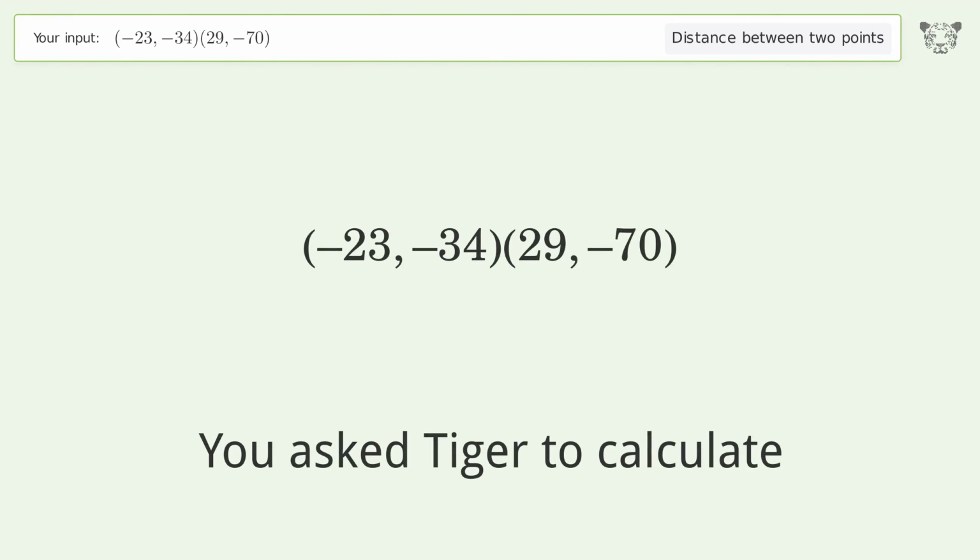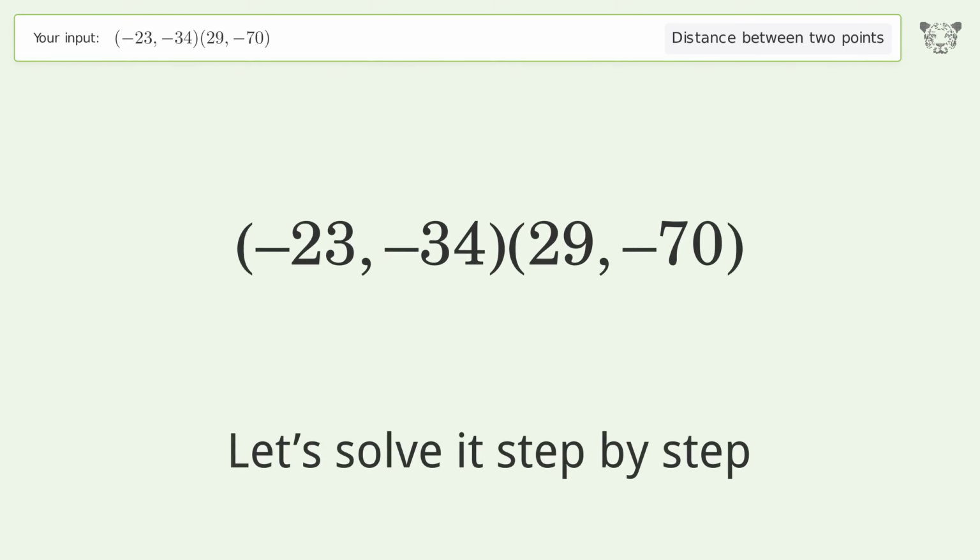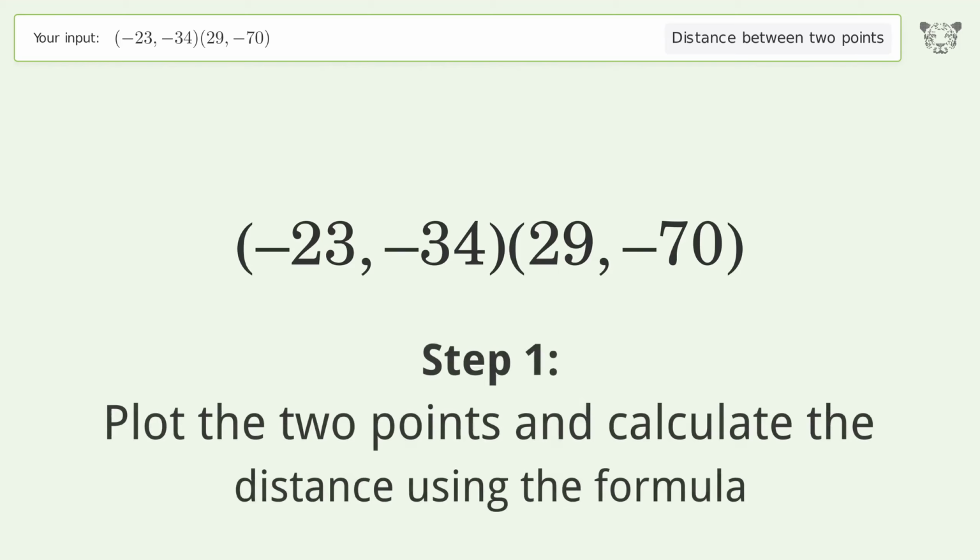You ask Tiger to calculate. This deals with the distance between 2 points. The distance between the 2 points is the square root of 4,000, or 63.246. Let's solve it step by step. Plot the 2 points and calculate the distance using the formula.